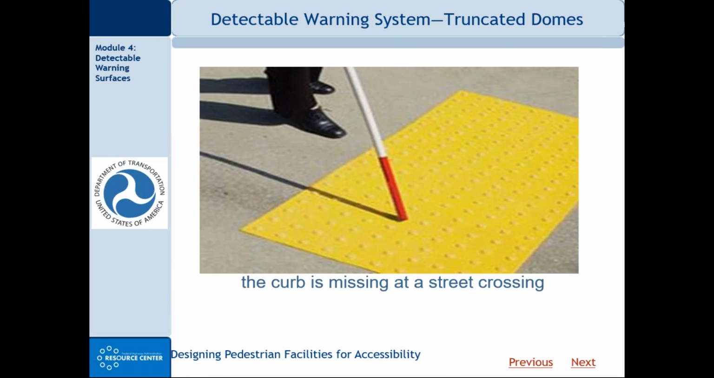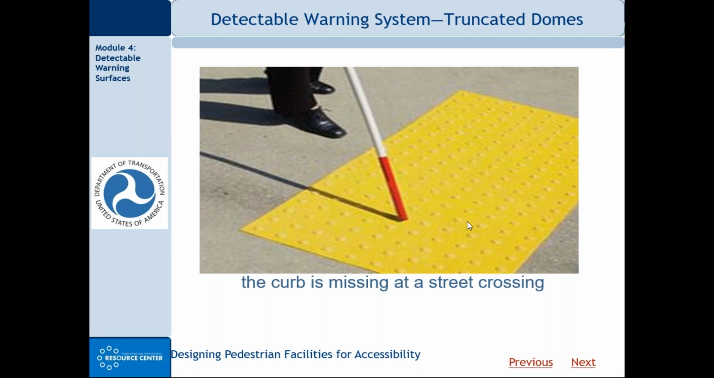So now, in the remaining time we have today, I'd like to talk about the detectable warning surfaces, or detectable warning system, the truncated domes. And here you see an image of them. We've been talking about them. It's literally truncated domes, or cut off domes, that are spaced some distance apart.